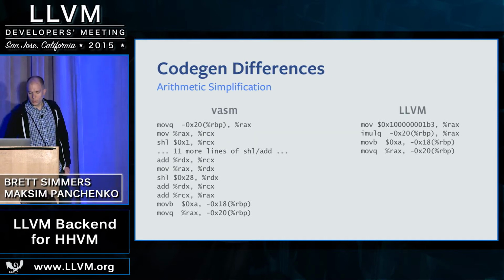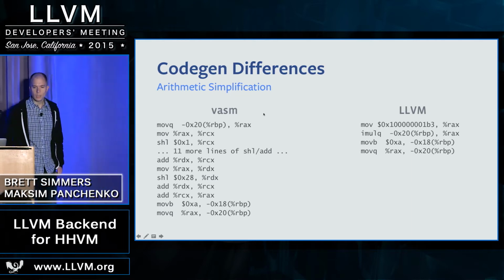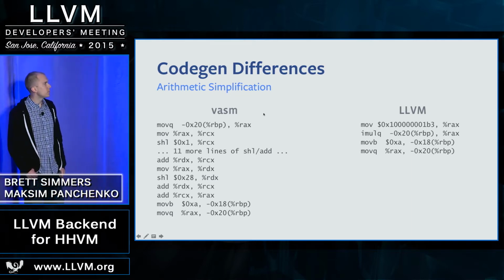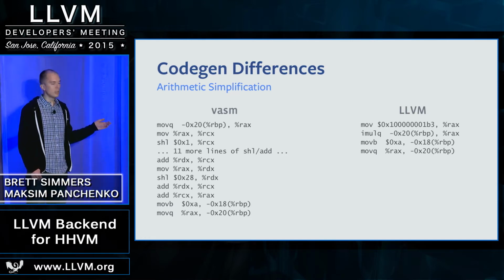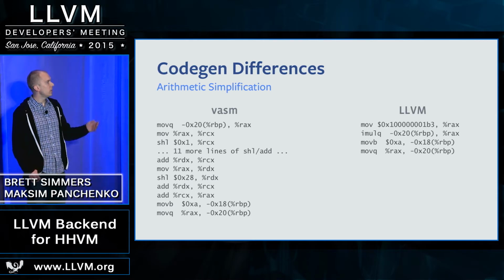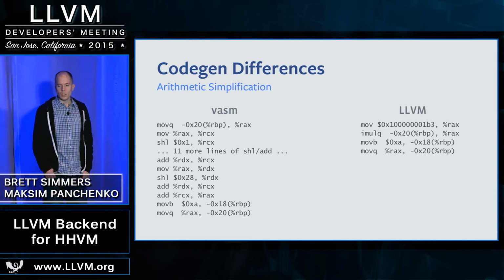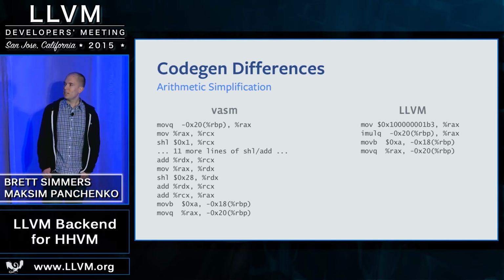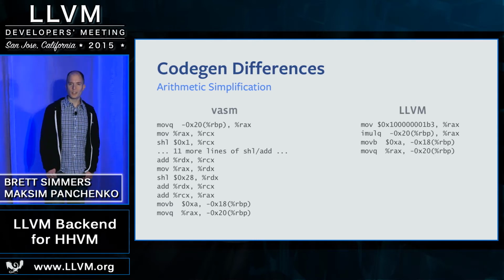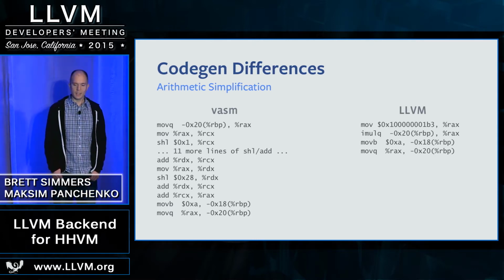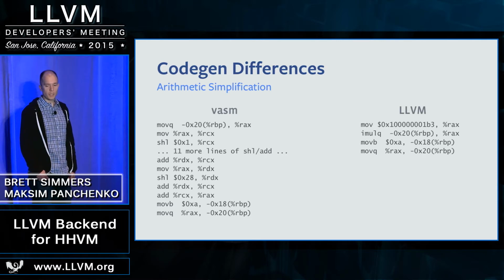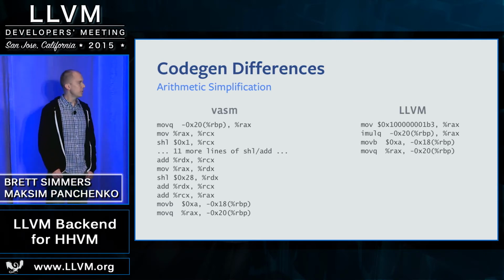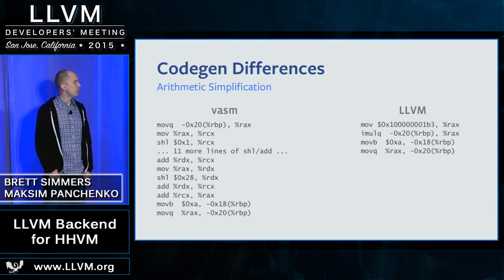Okay, so now I'm going to go over some differences in the code generation we saw between LLVM and our backend. So on the left is the code from our custom backend, which I've labeled VASM, and on the right is the code from the LLVM backend. As you can see, the code from our backend was quite a bit longer than what LLVM gave us, and that's even with 11 lines of code that I've deleted. So basically what's happening here is we're loading a value from memory, and then doing a whole bunch of adds and shifts and stuff like that, and then storing it back to memory.